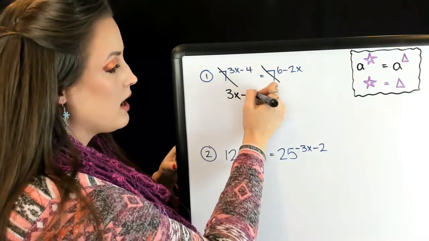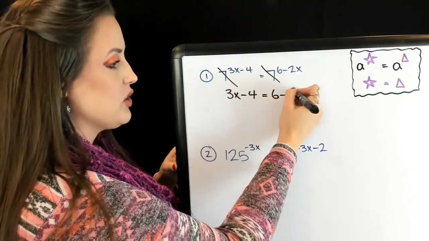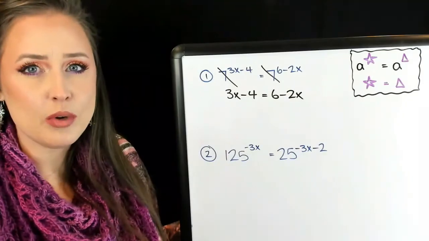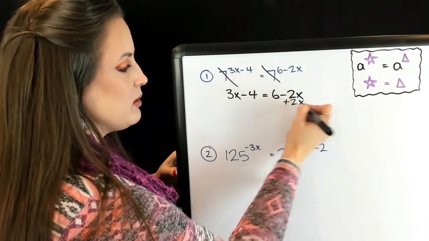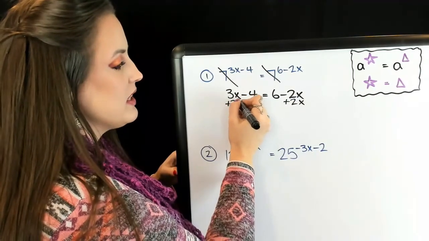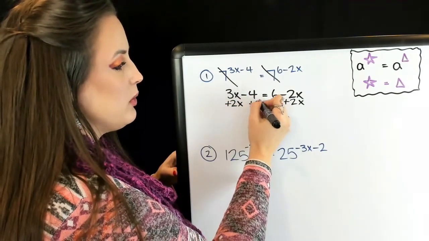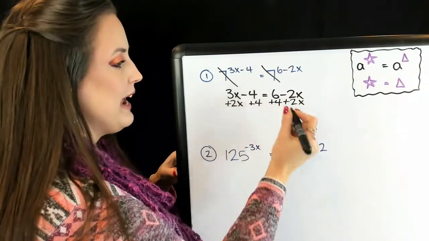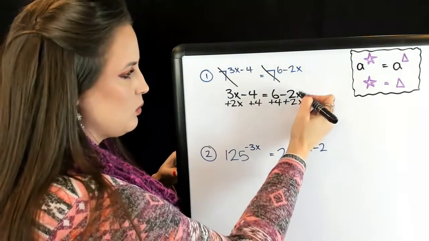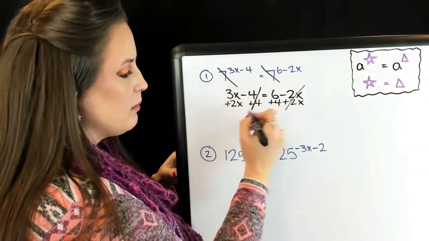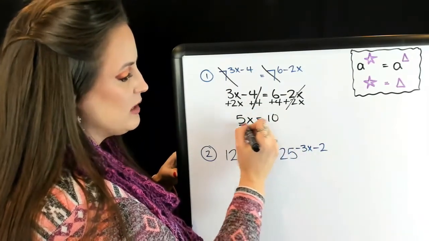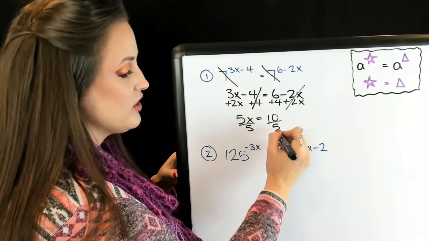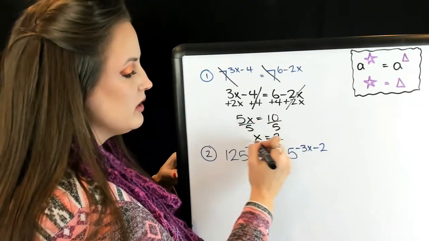3x minus 4 is equal to 6 minus 2x. And now it's turned into a pretty straightforward little equation. So let's just solve that out really quick. Add 2x to both sides so the x's are on the left. Then we can add 4 to both sides so the numbers are on the right. You can do that in 2 steps if you want as well. But you're basically going to have 5x equals 10, divide both sides by 5, and so your final answer is just x equals 2.